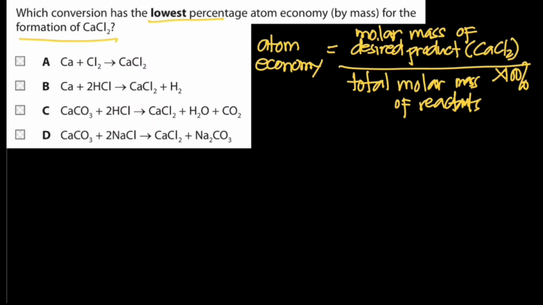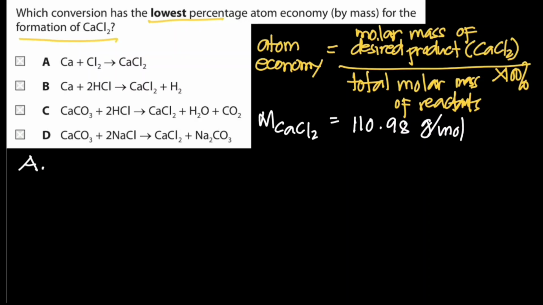We get the molar mass of CaCl2 first, and then we get the total molar mass of the reactants in each of the options here. The molar mass of CaCl2 is just 1 atom of calcium plus 2 atoms of chlorine. This is just equal to 110.98 grams per mole. And now we do this one by one, for each of the options.